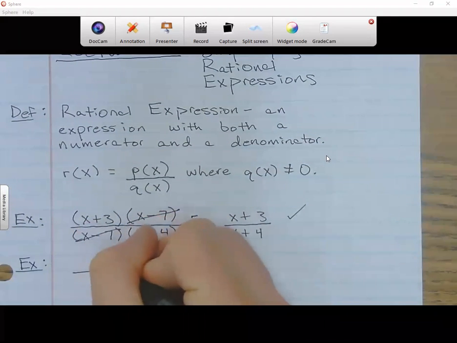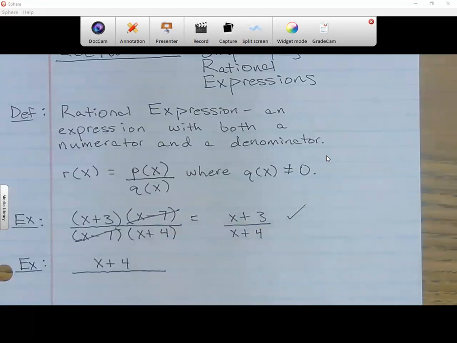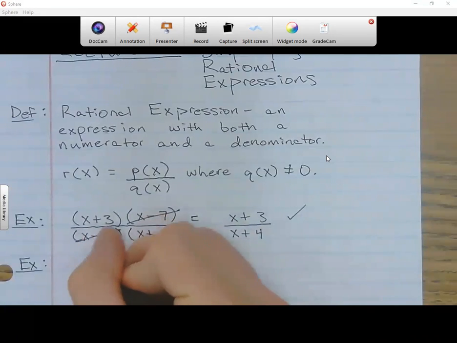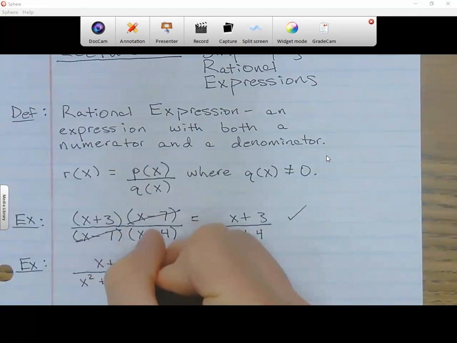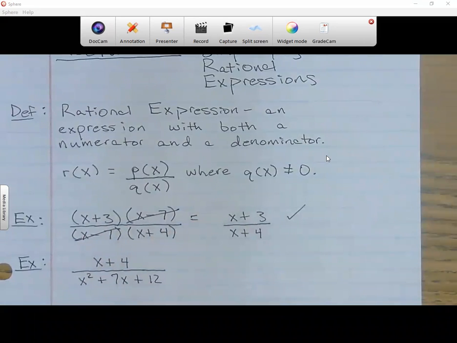All right, let's say I have x plus 4 on the top. And on the bottom, I have x squared plus 7x plus 12. On most of these, you're going to have to factor the top, and then factor the bottom. Well, the top is already factored. We can't really do anything more to that x plus 4 on top, so we're going to leave it the way it is.